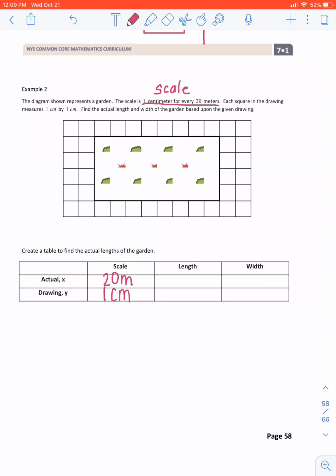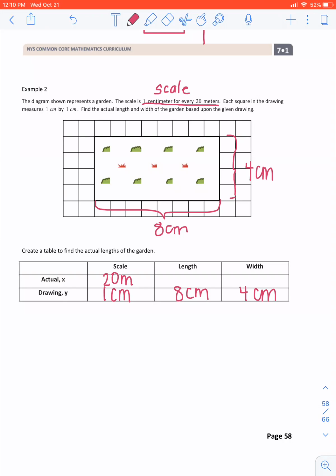Now, we do know in the drawing what our dimensions are, because remember that each of those squares is 1 centimeter. So if I count those squares, 1, 2, 3, 4, 5, 6, 7, 8, there are 8 squares, which makes it 8 centimeters. Now on this side, this is our width. There are 4 squares, which makes that 4 centimeters. Now that's in the drawing, so my length is 8, my width is 4. So I'm going to fill those in.